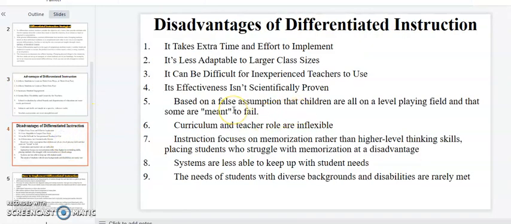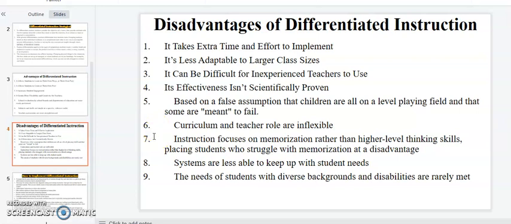What about the disadvantages of differentiated instruction? One, it takes extra time and effort to implement. Two, it's less adaptable to larger classes. Three, it can be difficult for experienced teachers to use. Four, its effectiveness isn't scientifically proven. Five, it's based on a false assumption that children are all on a level playing field and that some are meant to fail. Six, curriculum and teacher roles are inflexible.